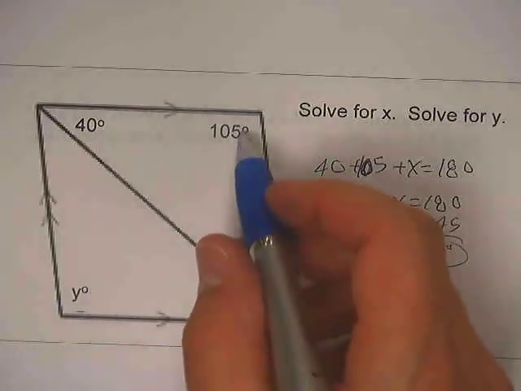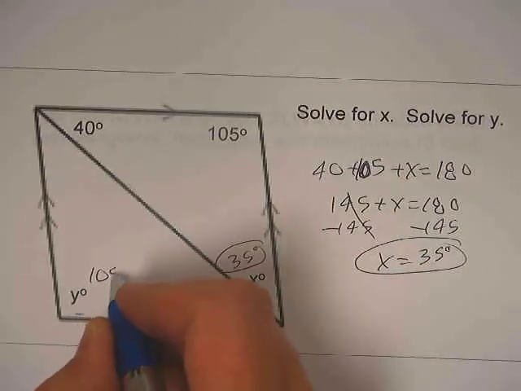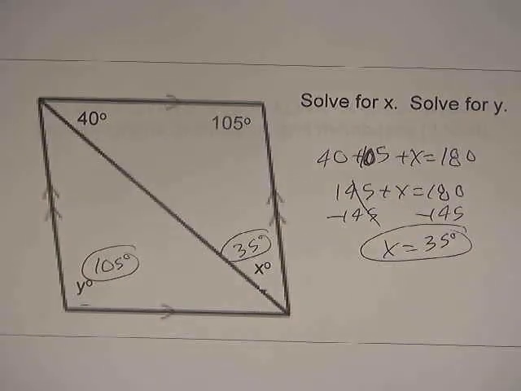Right now, if you're wondering about y, we know that this is a parallelogram. So opposite angles are congruent just like before, so this ends up being 105 degrees.